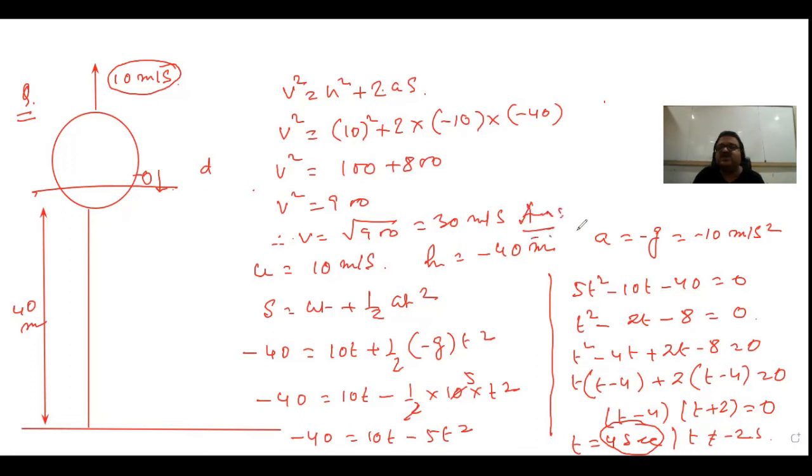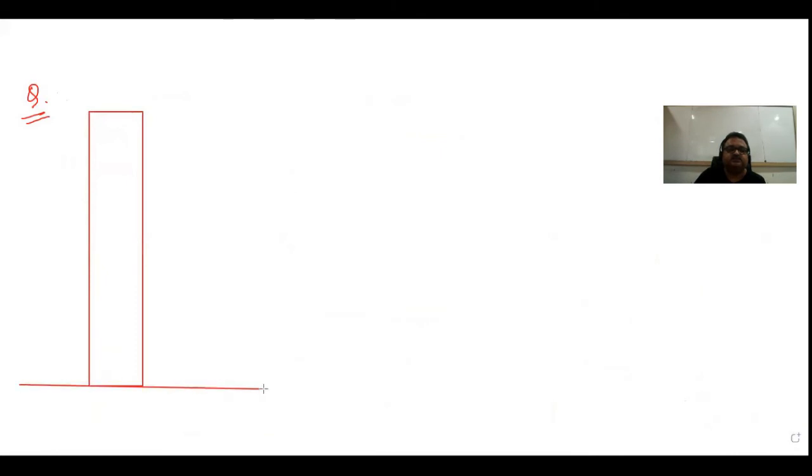So this is the top technique of solving this kind of sum. Okay. So let me do another problem. Okay. Suppose there is a 100-meter tall building. Suppose the height of the building given is 100 meters.